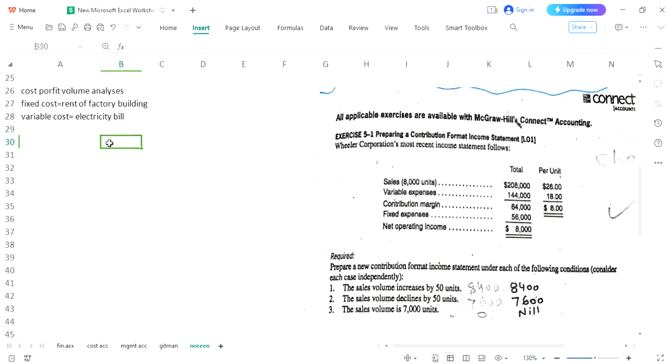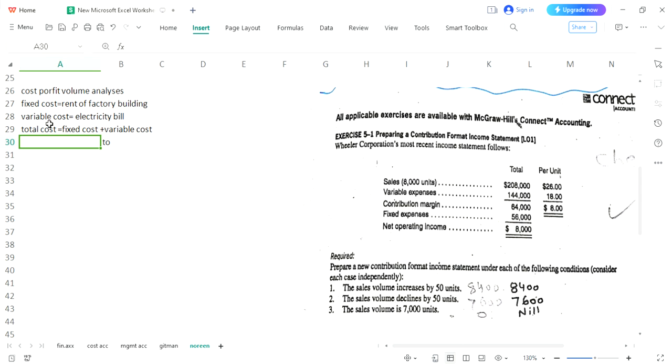Then we have seen total cost, and how you will calculate your total cost. Your total cost will come when you add your fixed cost to your variable cost. You will get your total cost.